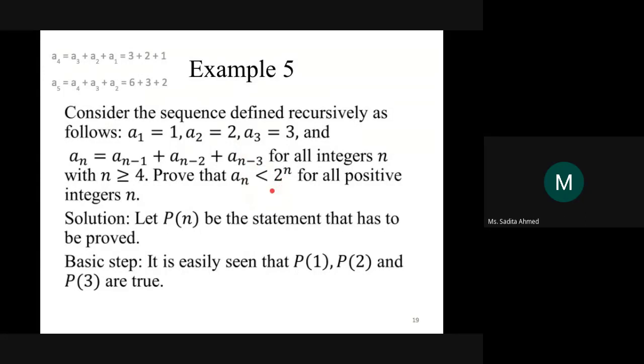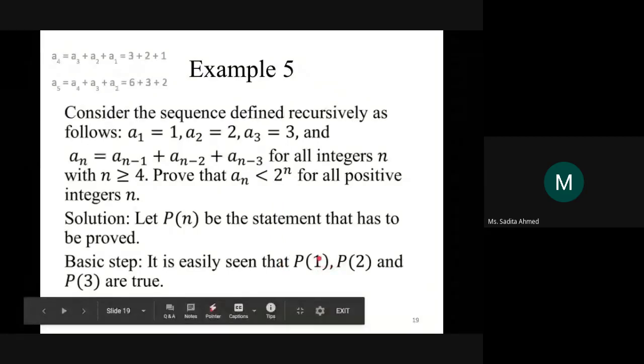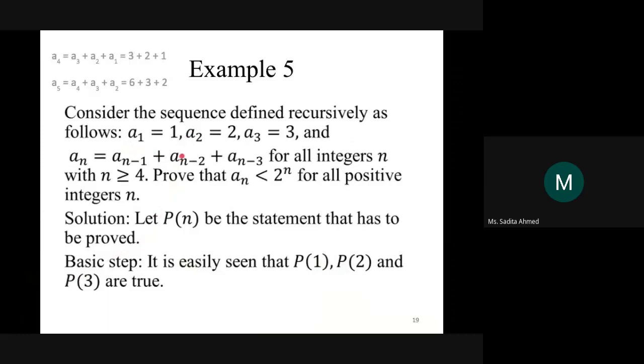Now for p3, what do we get on the left hand side? a3, which is 3. On the right hand side, what do we get? 2 to the power of 3, which is 8. So the statement holds for p3 as well. So very easily you can see that in the basic step you can prove that this statement is true for 1, 2 and 3. The reason we chose these values: 1 is the lowest value and then we went up until 3.